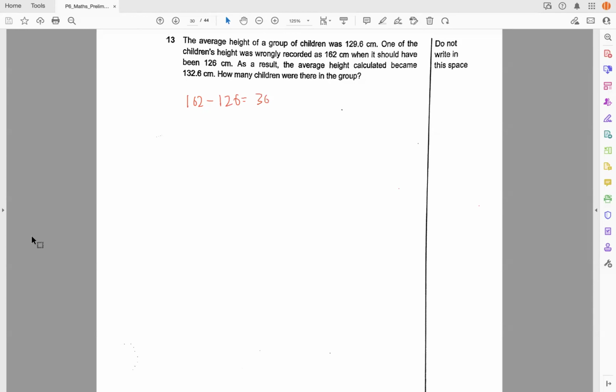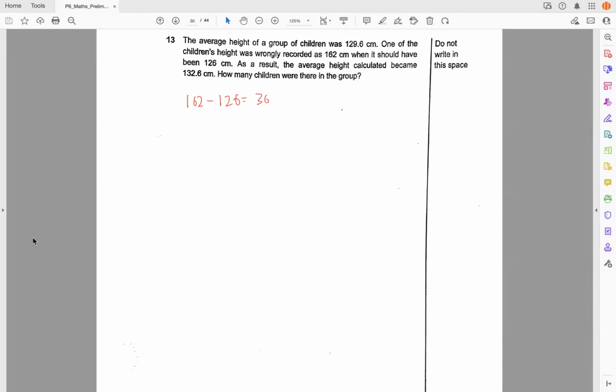Because everybody is correct, right? The only one person who is wrong was supposed to be 126. One of the children's height was recorded as 162, but supposed to be 126. So as a group, the total height has an error of an extra 36. Correct. All of the children, if you add up all their height, including the wrongly recorded one, there's an error of an extra 36 centimeter.